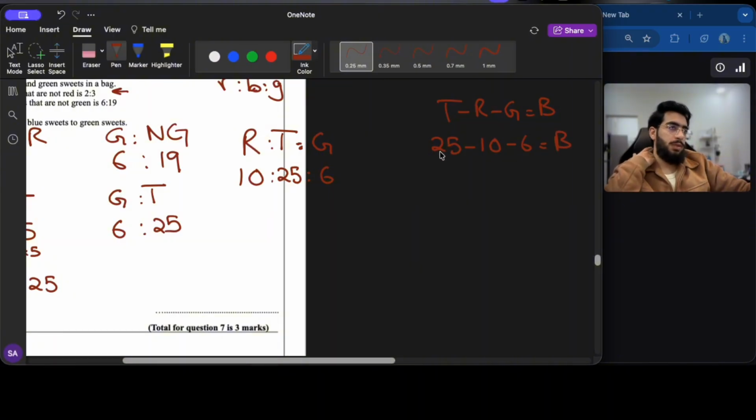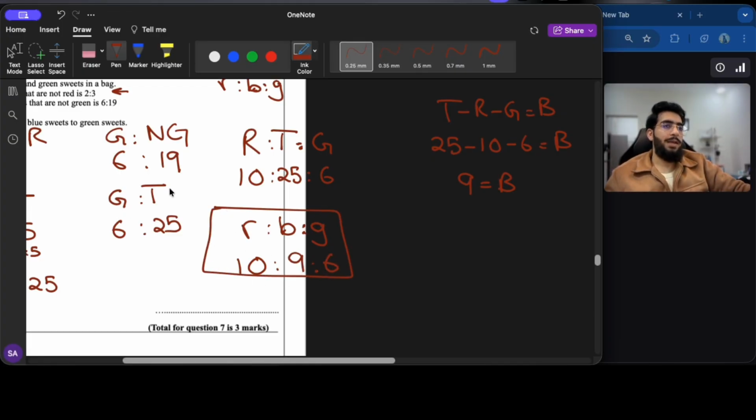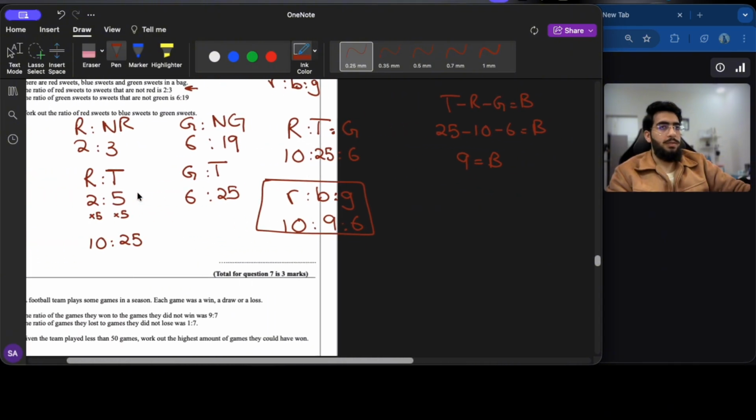And if we do 25 minus 10, that would just be 15. 15 minus 6 would just be 9. So blue is 9. That means red ratio blue ratio green will just become 10 ratio 9 ratio 6. So introducing a variable like t helps a lot in solving this question.